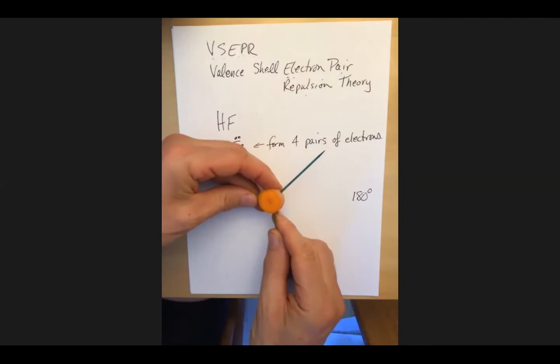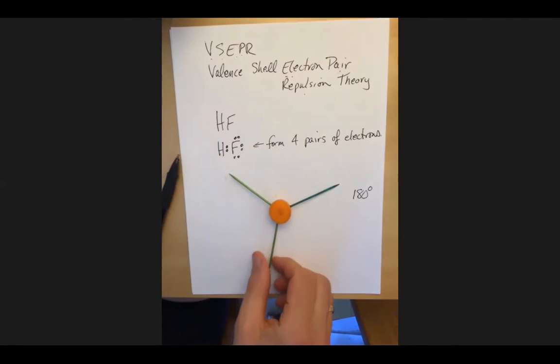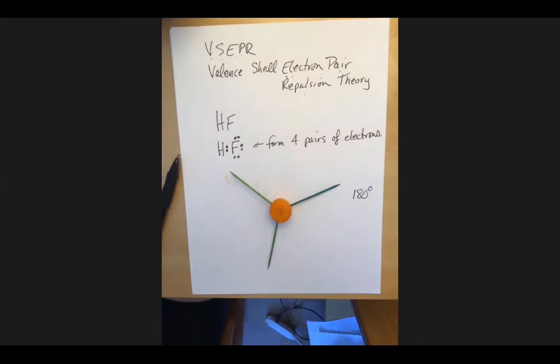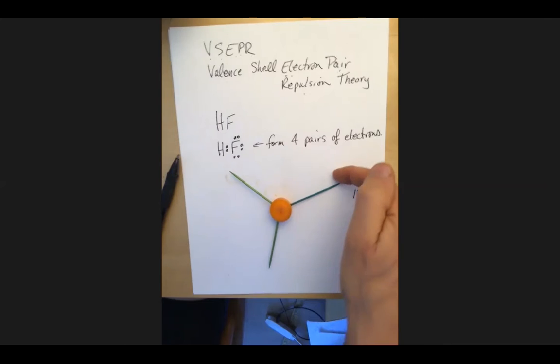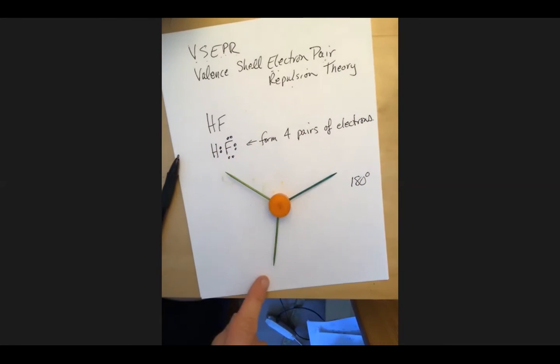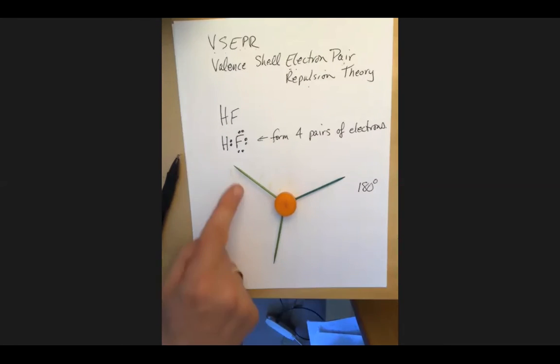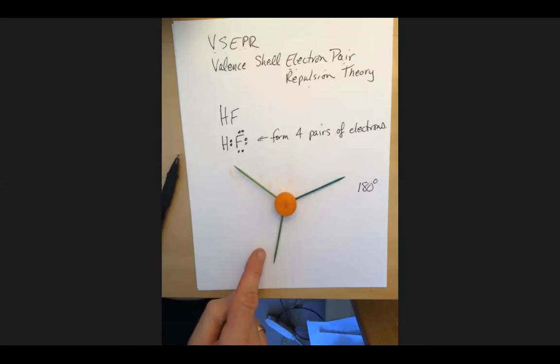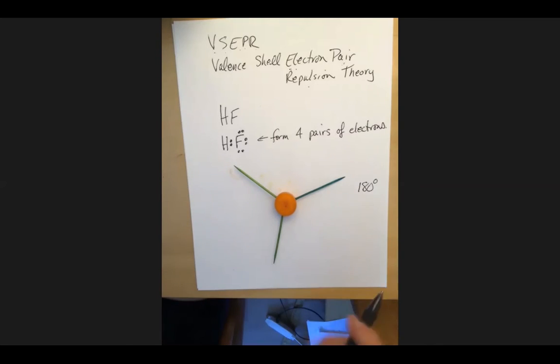You'll know that getting them as far apart from each other in 360 degrees all the way around means that this angle is 120, this angle is 120, and this angle is 120. So if I have three pairs of electrons and I'm trying to get them as far apart from each other, it's 120 degrees.